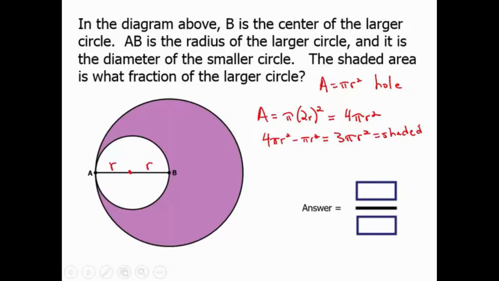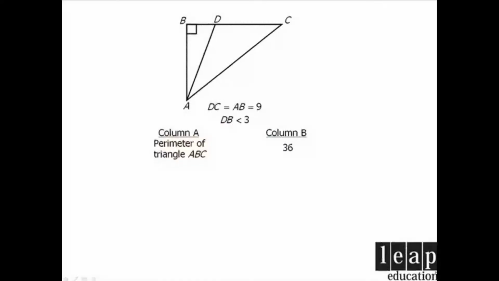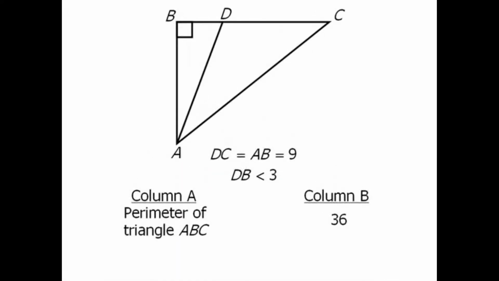And so now what we want is the ratio of the shaded over the whole. So that is 3 pi r squared divided by 4 pi r squared. The pi's cancel, the r squares cancel, so this is why it's okay to introduce a variable, because we knew it would cancel. And we're left with just 3 over 4. That's the answer.